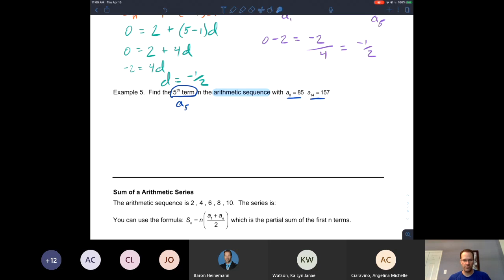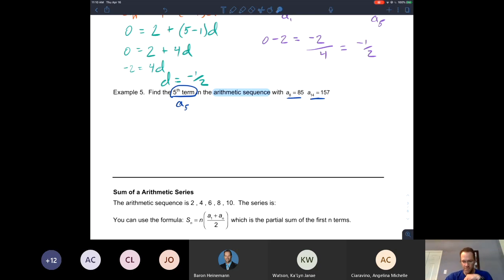How many steps is it? Well, 14 minus 8 steps. It's 6 steps to get from the 8th term to the 14th term, right? The 8th term plus d, and then the 9th term plus d, and then the 10th term plus d, and so on until you get to the 14th term. So there are 6 steps.